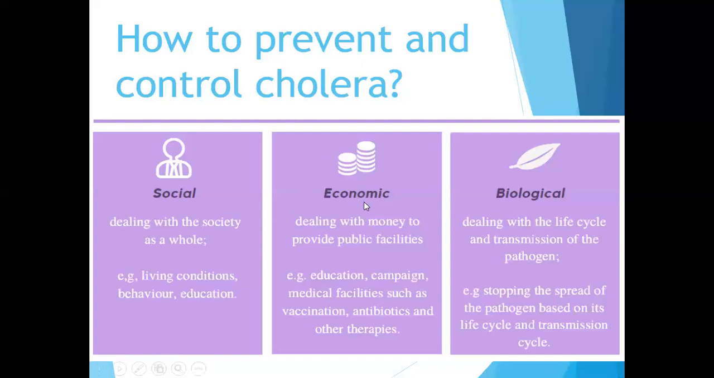Economic means we need money to control disease. So it's dealing with money, using the money to provide public facilities which can help to prevent and control the disease. For example, educate people. So how to prevent the disease? Stay at home, cover with masks when you go out, and wash hands thoroughly. So you need to educate people so they know what to do, right?